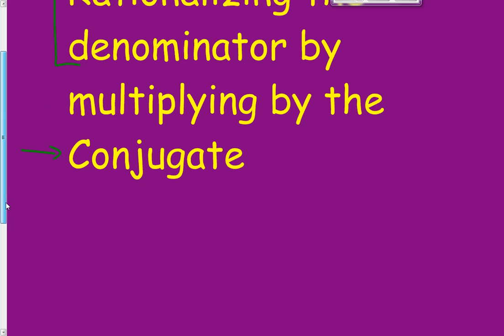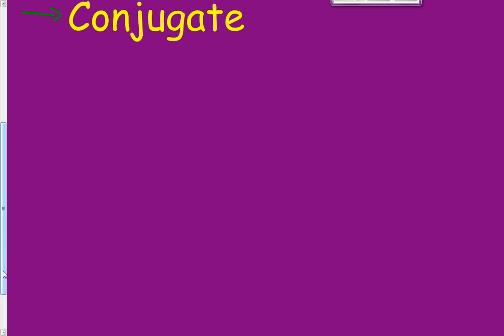So the conjugate, you guys have seen conjugates before. I'm not sure if we ever called them that. But here would be conjugates of each other: x minus 3 times x plus 5. Conjugates are binomials that are the same except for one thing. One binomial has a negative sign and the other binomial has a positive sign. Other than that, the binomials are the same.